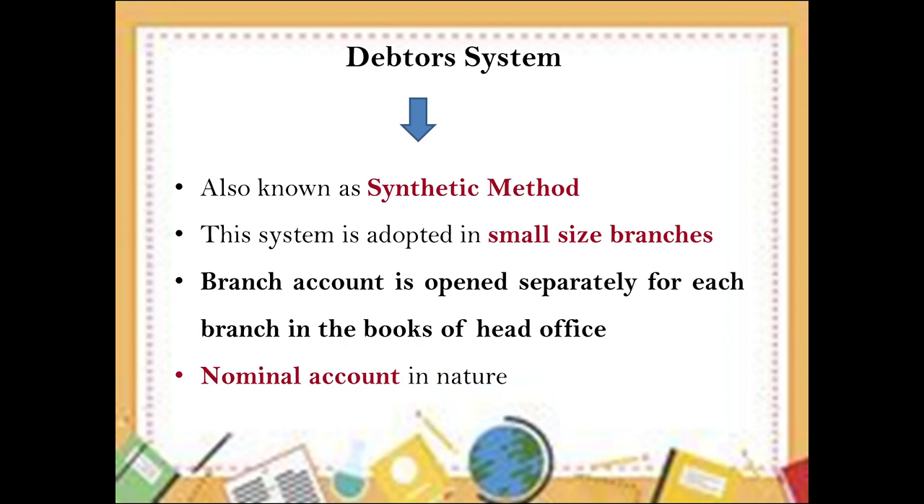The debtors system is also known as the synthetic method. This system is adopted in small size branches only. Under this system, a branch account is opened separately for each branch in the head office books. This type of account is of a nominal nature.